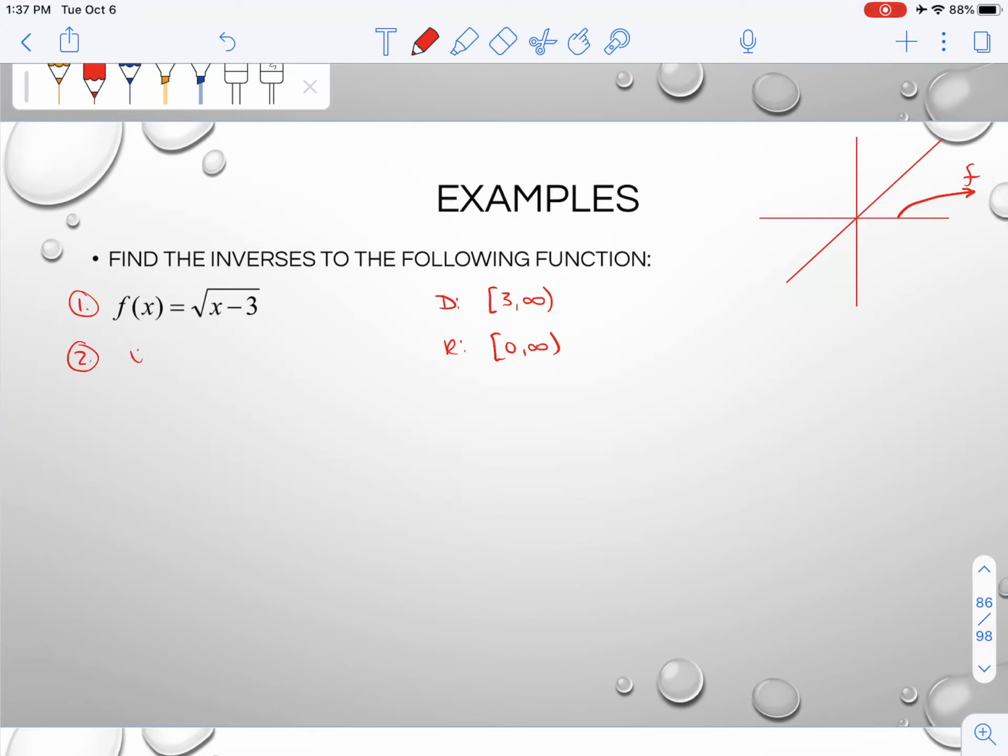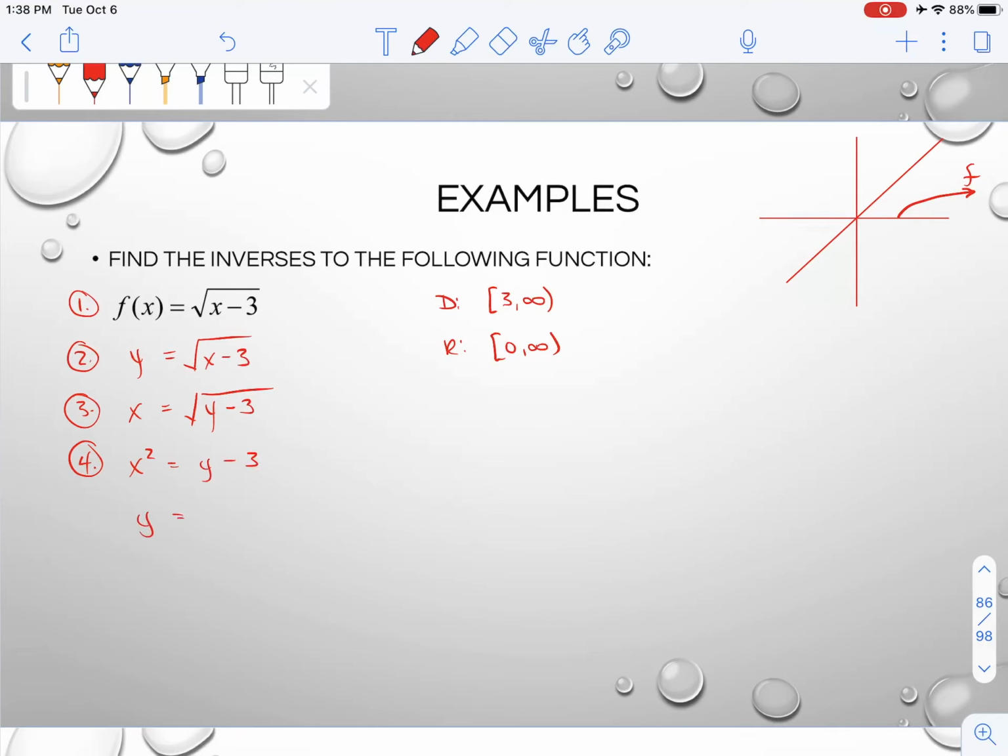All right. Step 2, rewrite as y. So y equals square root of x minus 3. Step 3, replace or switch x and y. So I have x equals square root of y minus 3. Step 4, I now want to solve. All right. So in solving this, first thing I'm going to do, isolate the square root if possible. Right? It's already isolated, so I'm going to square both sides. So I'm going to have x squared equals y minus 3.